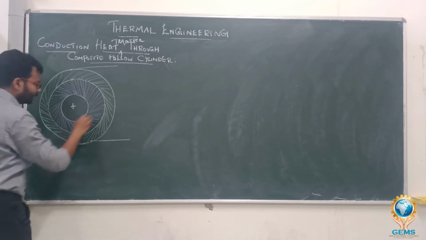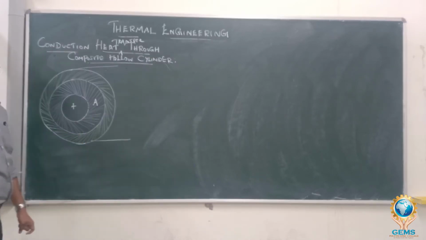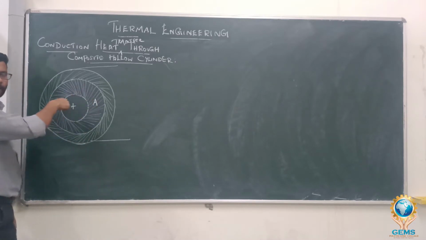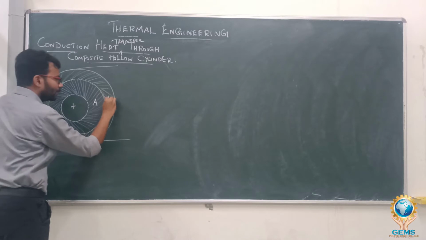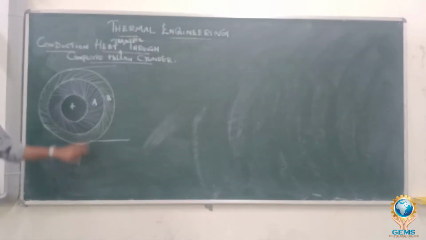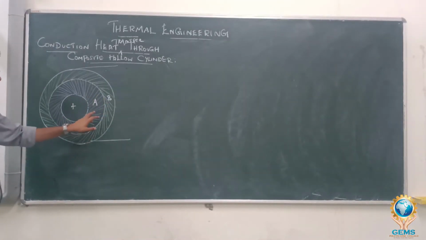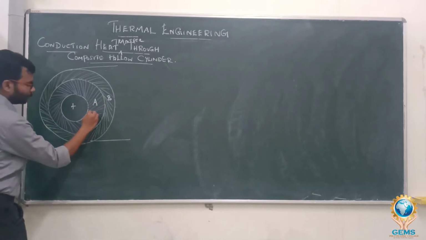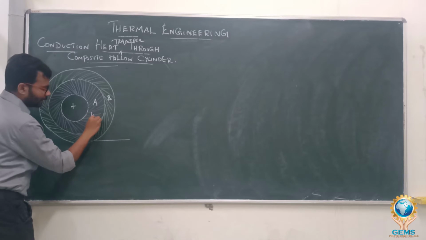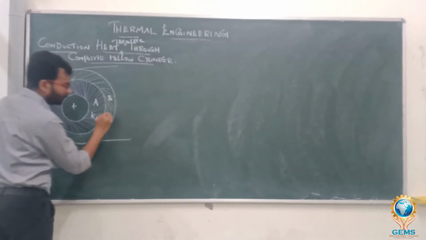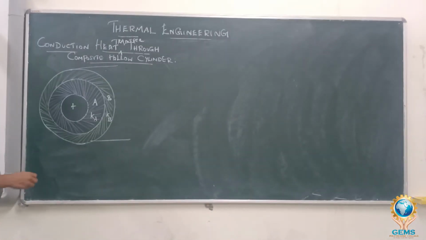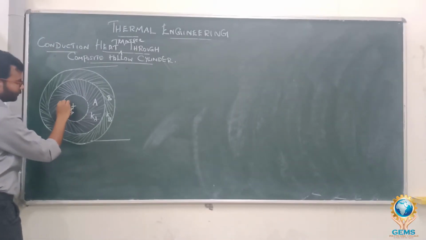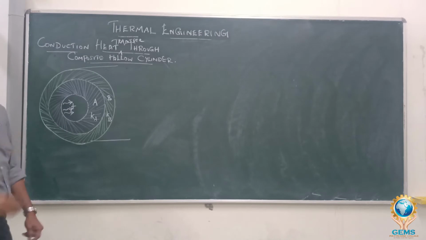The first layer is A, made of material A, and this first cylinder layer is again covered with a second layer called B. So now it is considered a composite, because A is a different material and B is a different material. A has thermal conductivity Ka and B has thermal conductivity Kb. Here the hot fluid flows inside.